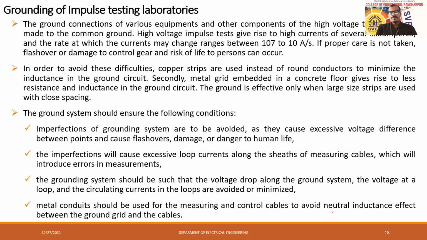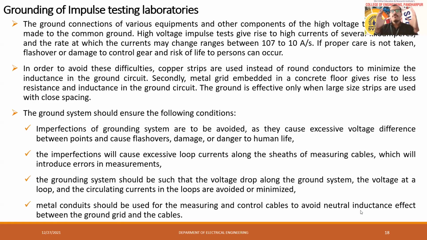Then again, another thing: metal conduit should be used for the measuring and control cables, to avoid neutral inductance effects between the ground grid and the cables. Whatever copper strips or copper round conductors we are taking into the picture should have controllable cables, and there we will avoid whatever neutral inductance there may be.